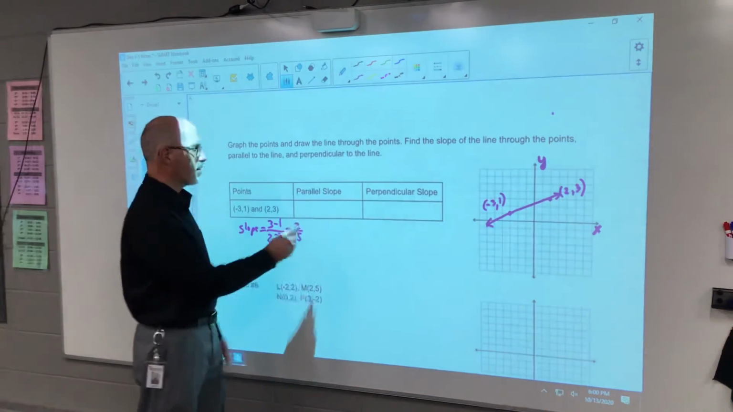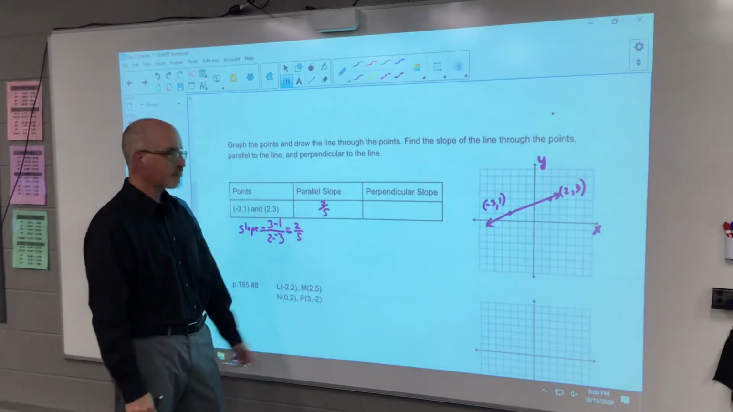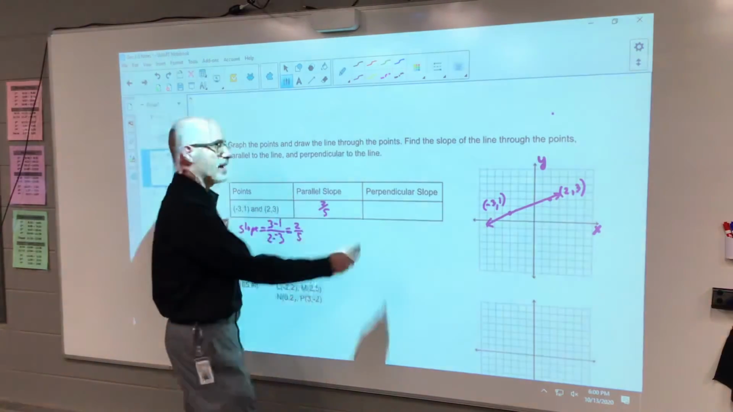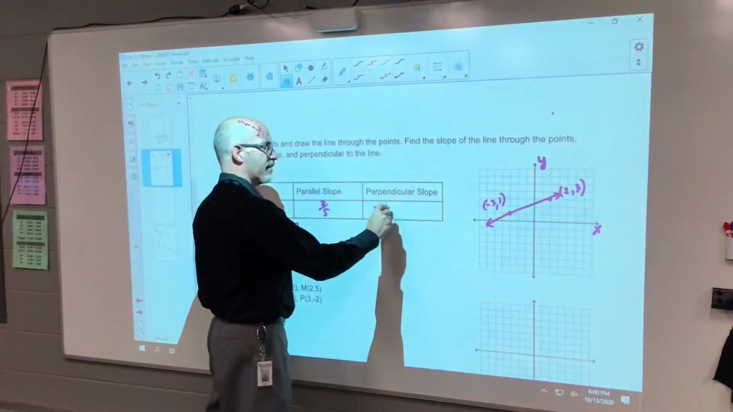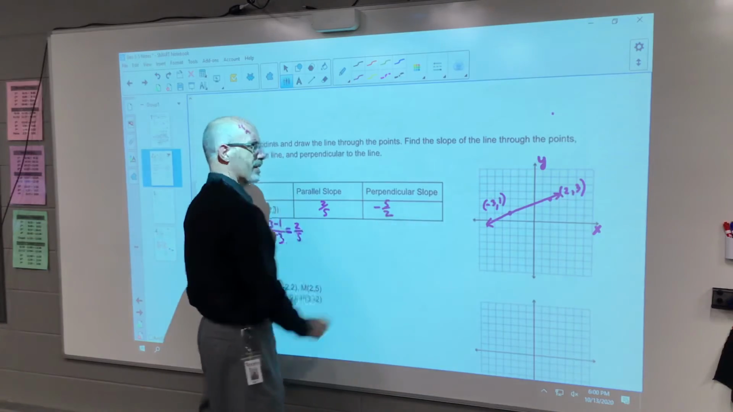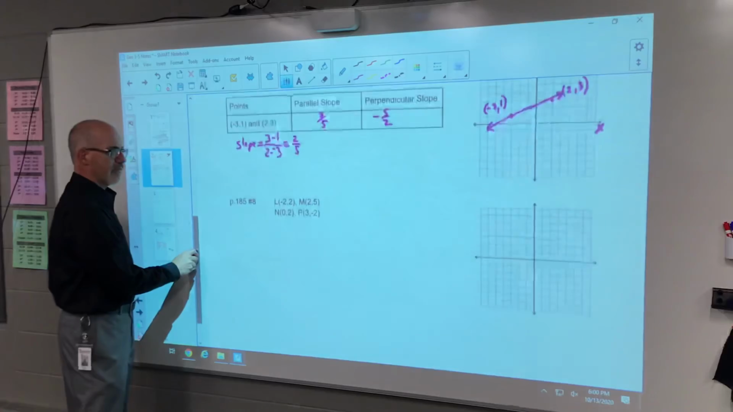So every line parallel to it will have a slope of 2/5. Perpendicular, I take the opposite and I flip the fraction and make it negative 5/2. That's my perpendicular slope. All right, so let's have you try this one.